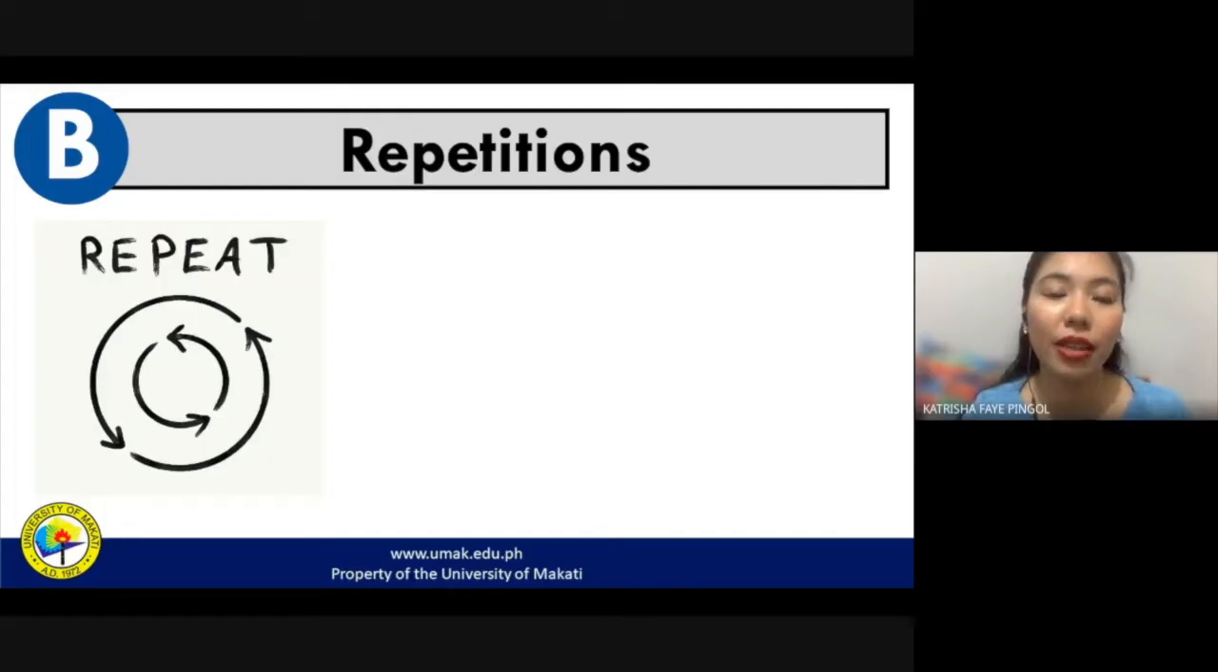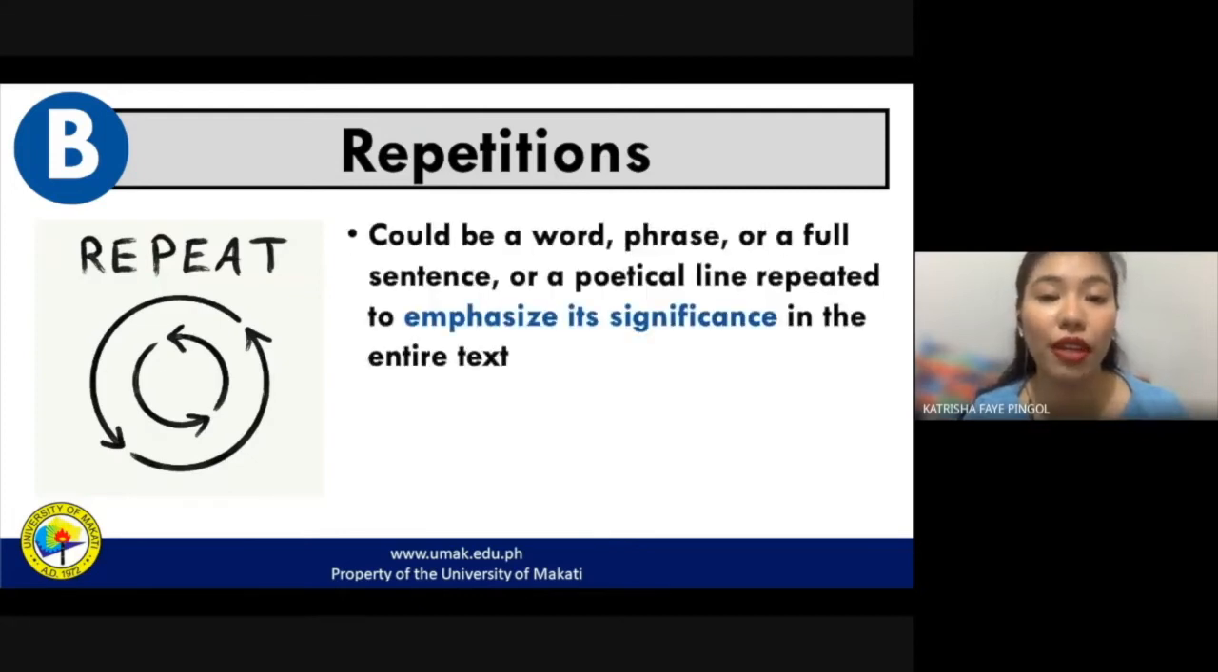The next element or the next signal device that we can use are repetitions. When we say repetitions, of course, from the word itself, repeat, that means it's happening over and over again, or doing it over and over again. So repetitions as signal devices could simply be a word, a phrase, or a full sentence. Sometimes, or more often than not, especially if the writer wants to be poetic in nature, it could be a poetical line, okay, or creative in nature, then it could be a poetical line.